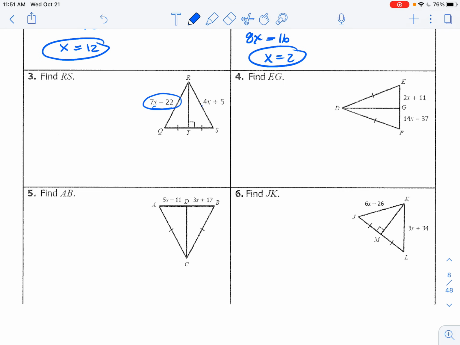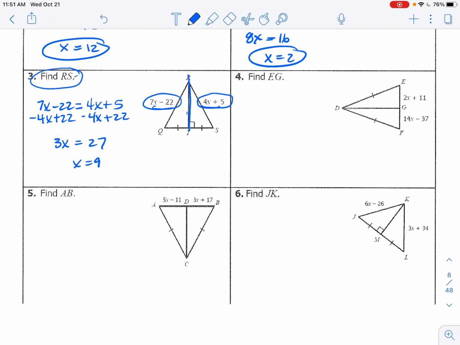All right, same situation here. We have two sides that are going to be congruent to each other. And so 7x minus 22 is equal to 4x plus 5. And that again is because RT is a perpendicular bisector. So let's subtract the 4x on both sides, add 22 to both sides, and we get 3x is equal to 27, so x is equal to 9. But let's answer the question, what is RS? We're going to plug in 9 for our x, and we get 36 plus 5, which is 41.